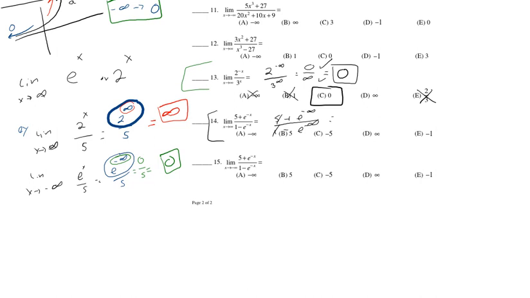Where's my pen here? Let's do this one. e to the negative infinity is going to be, so that's like 0 on top over negative 0 on the bottom. What do we think that's going to be? Uh-oh. I don't have an answer of 0 here. 0 is not one of my choices.